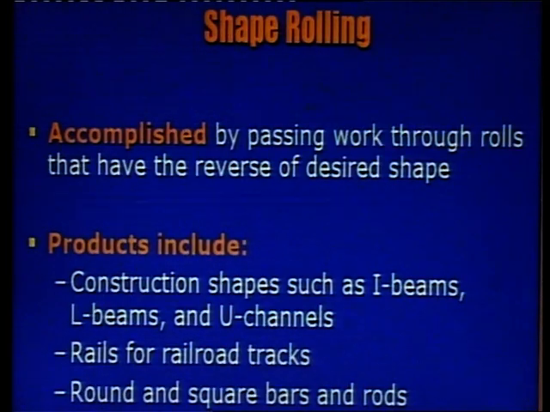Now as I said, we can have L beams, U channels, I shapes, rail. You have seen railway lines, the shape is different, and we can have round and square bars through rolling.